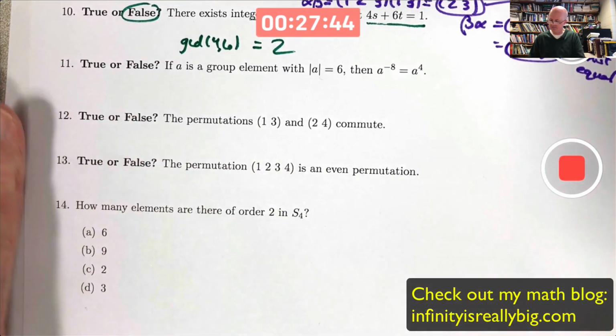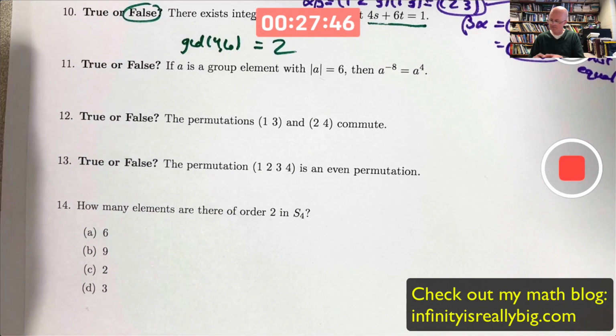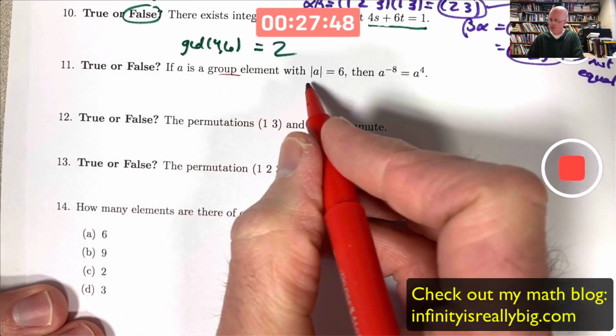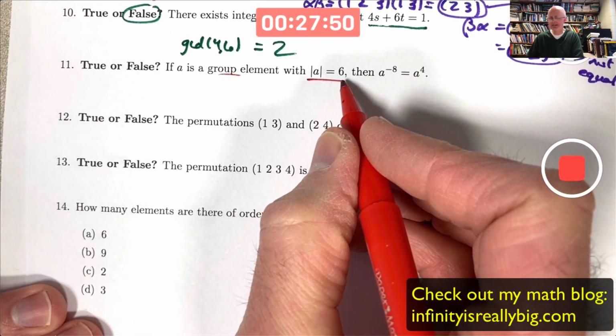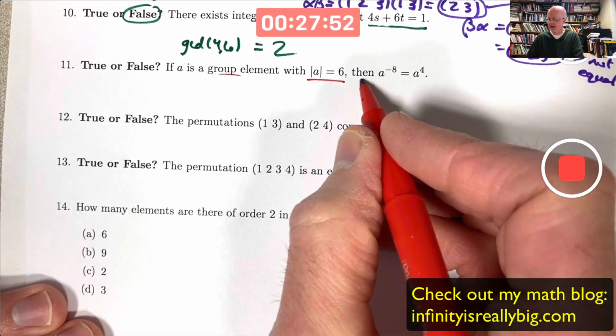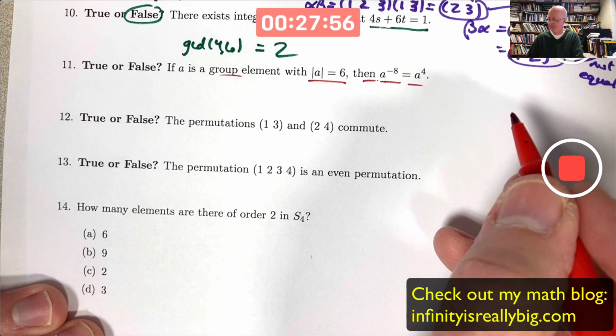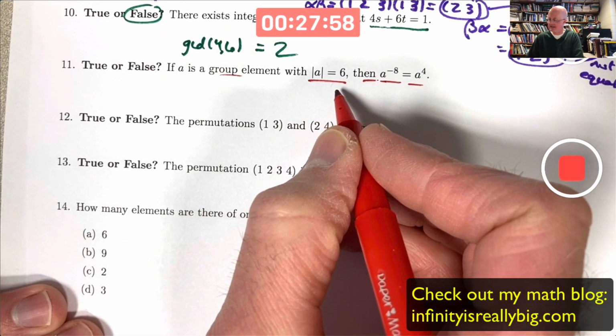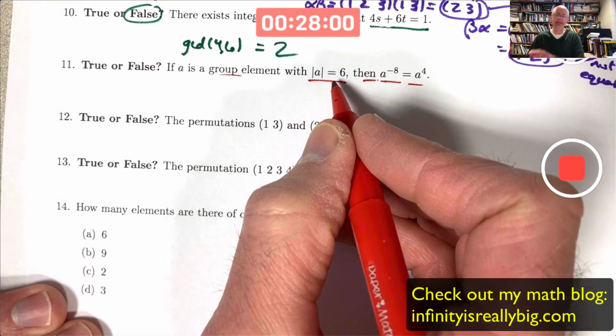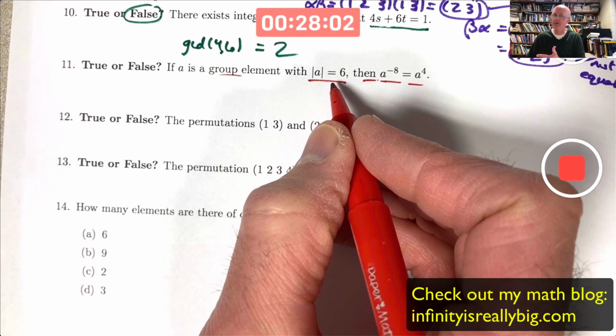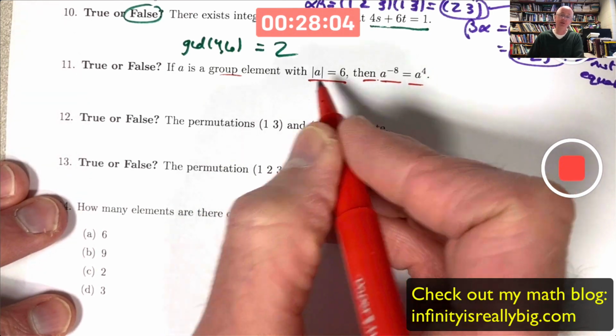Number 11. If a is a group element whose order is 6, then a to the negative 8 power equals a to the 4th power. What does order of an element being 6 mean? It means 6 is the smallest positive power of a that gets you back to the identity.